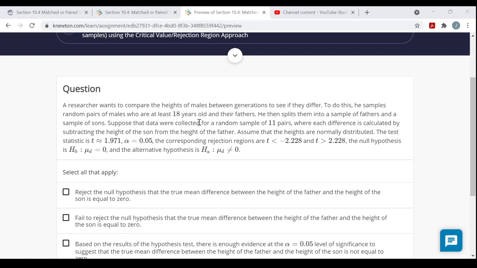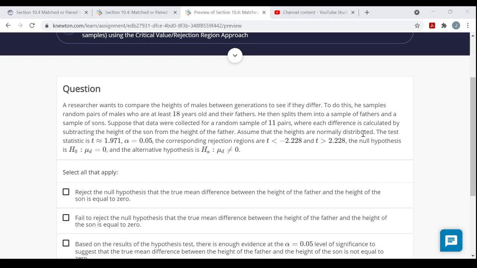Suppose that data were collected for a random sample of 11 pairs of fathers and sons. So that means there will be 10 degrees of freedom for the student's t-distribution we'll be working with, where each difference is calculated by subtracting the height of the son from the height of the father. Assume that the heights are normally distributed, and again, that's because the sample size isn't very big. There's only 11 pairs. Here are 11 differences.